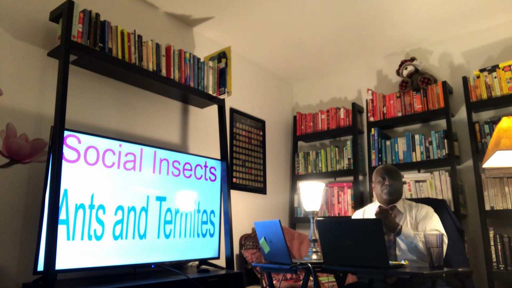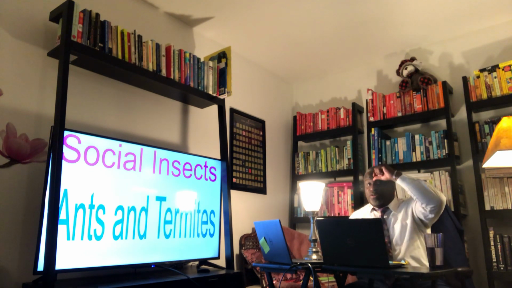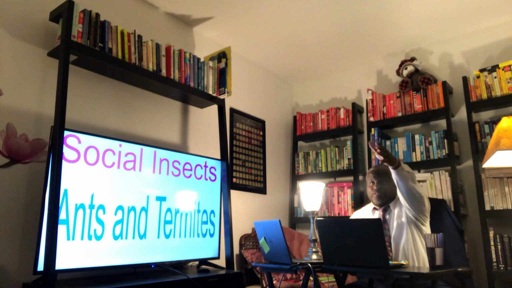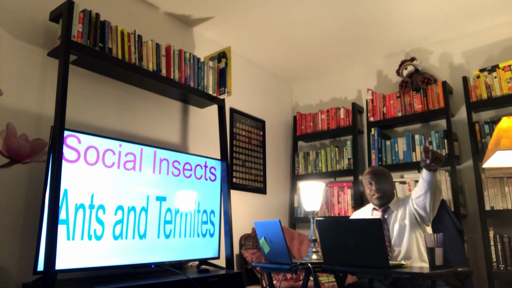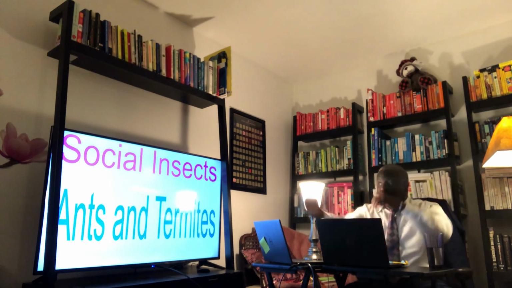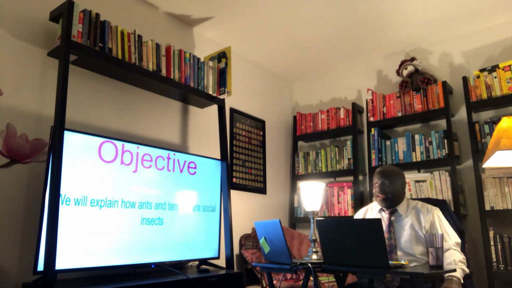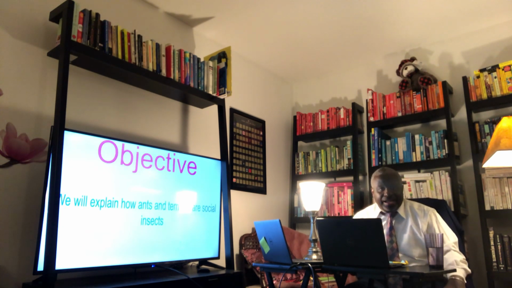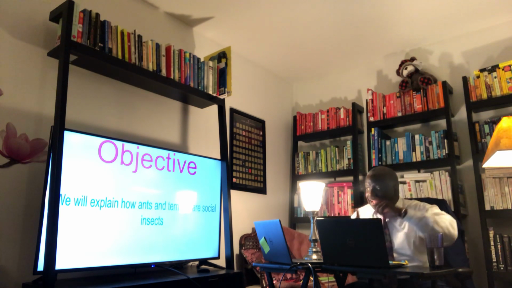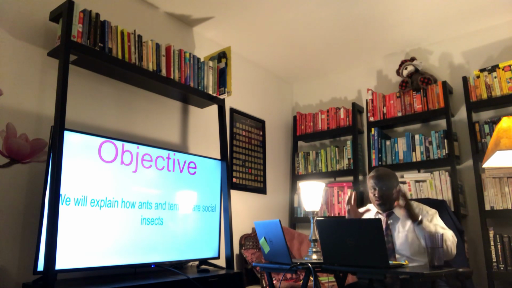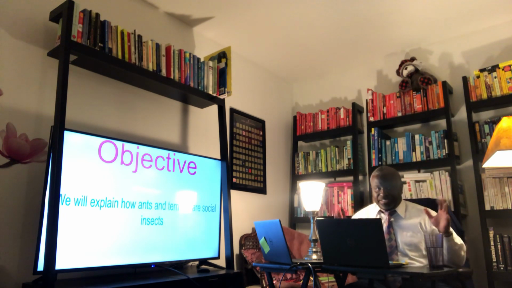Last lesson, we talked about two other social insects. Does anyone remember what they were? Franny, yes. That's right, wasps and bees. Well, today we're talking about ants and termites. But to begin, let's get our objective out of the way, okay? I want you to understand we're going to explain how ants and termites are social insects, just like wasps and bees were social insects.